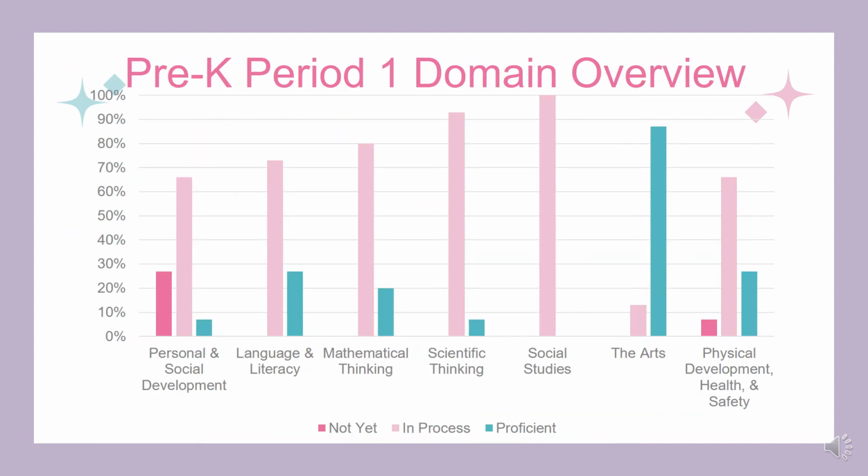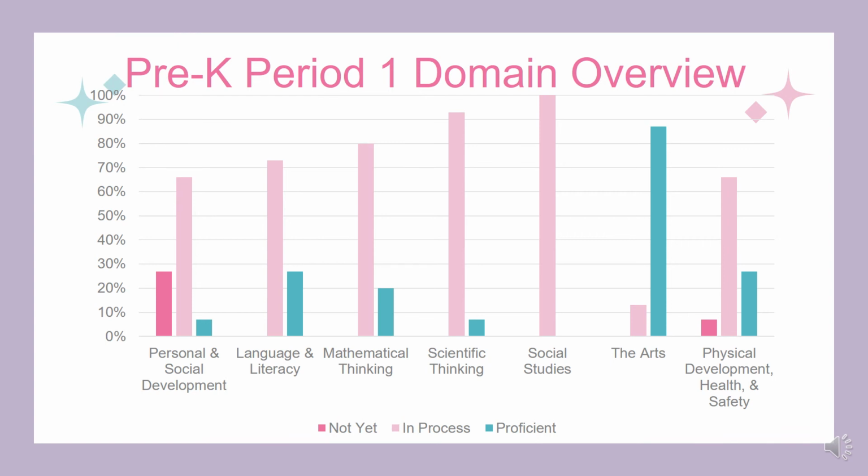Now let's take a look at our work sampling online data. This is for our pre-K classrooms. And unlike our TSG data, for WSO, we currently only have one data point. We have your first checklist. So this is not a comparative like it was for TSG.